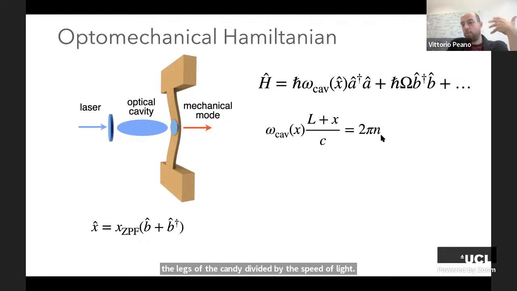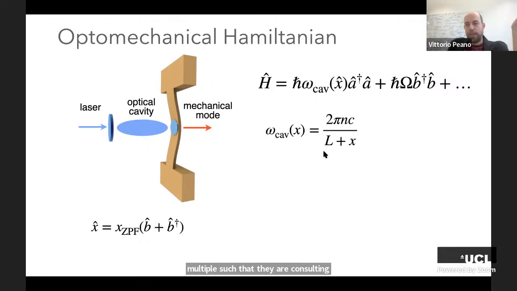So this phase should be a multiple of 2 pi, such that I have constructive interference, which means very simply that the cavity resonance, in principle, I have many of them, and now I will focus on only one of them. One for every possible integer value of n. But you see, I will have this particular dependence of the cavity resonance on the displacement of the mirror.